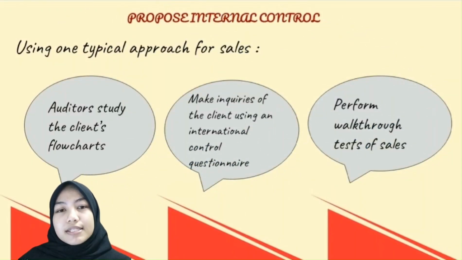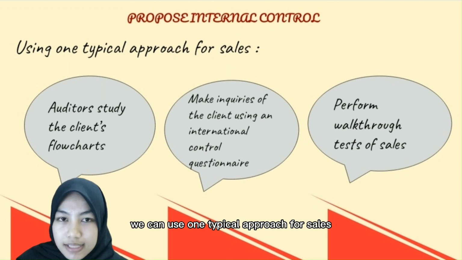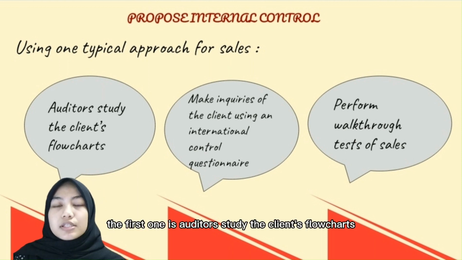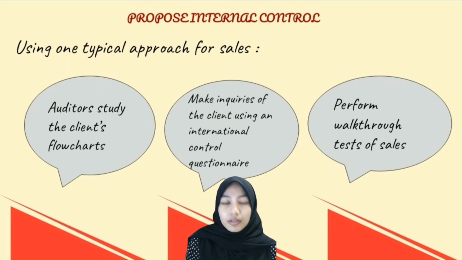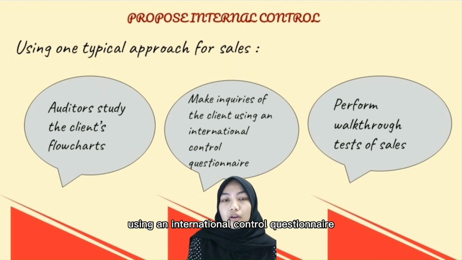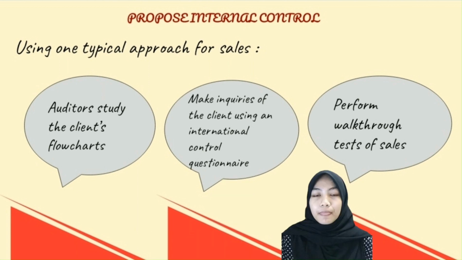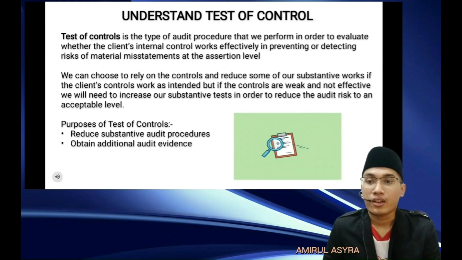Next is the prospective control. We can use one of the typical approaches for sales. The first one is that auditors study the client's flowcharts. Besides that, make inquiries of the client using an internal control questionnaire. Or the last one is to perform a walkthrough test of sales. Now, let's see the test of control.